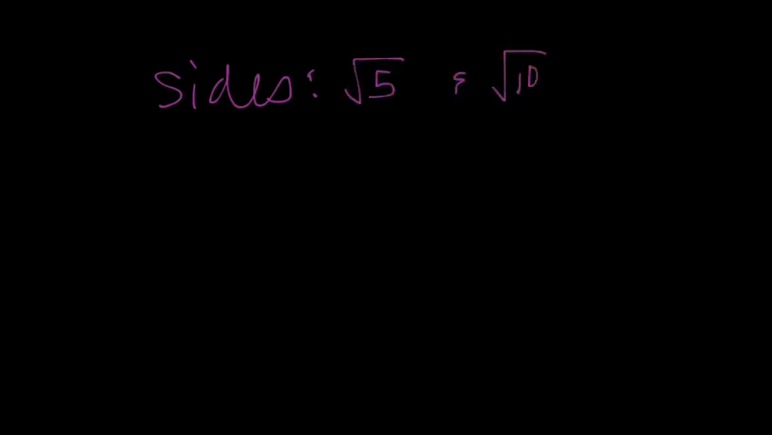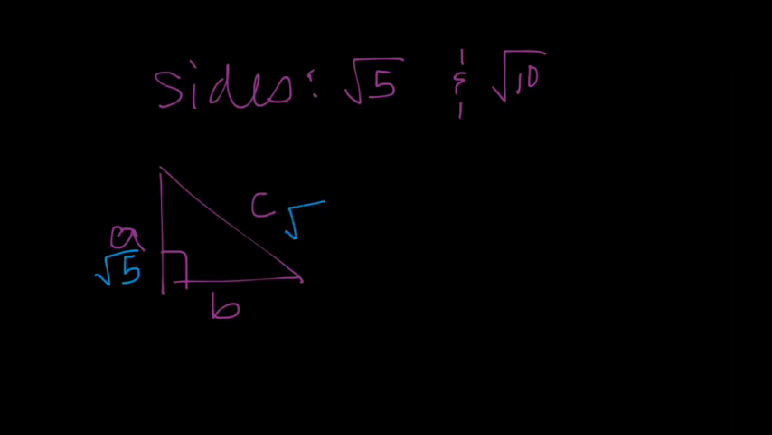So we can take a look at this and we can say my sides are square root of 5 and square root of 10. My triangle has three sides, the A, the B, and the C. Now I know the C is the hypotenuse and it's the longest side. So I could say that A is square root of 5 and C is square root of 10. And then we find the B.